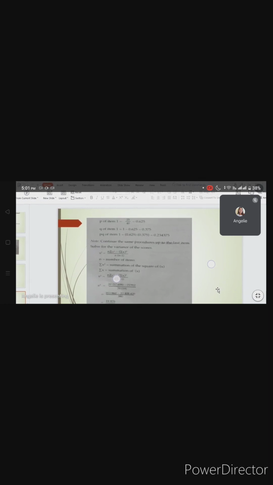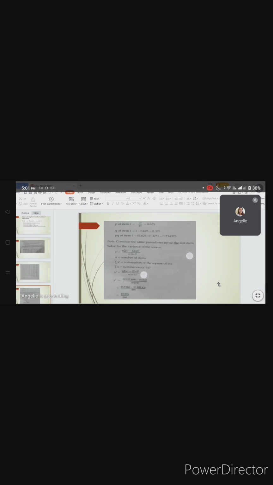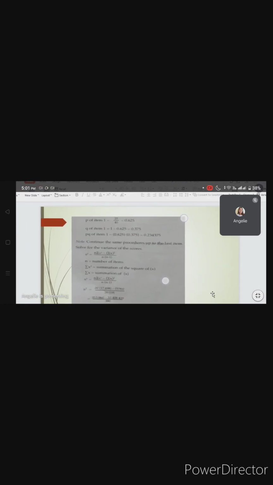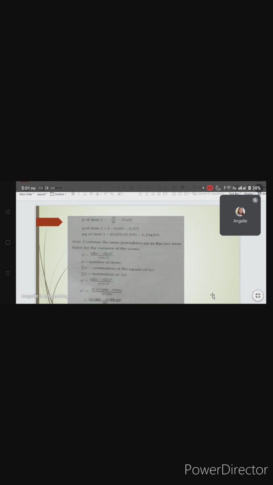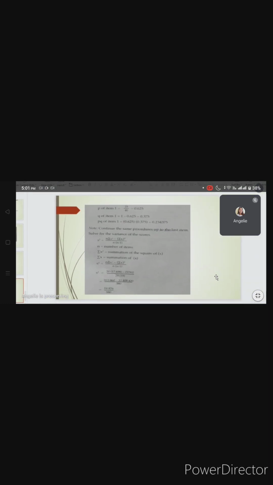Here, PQ of item 1 is 0.234375, and there's a note here to continue the same procedure up to the last item. Solve for the variance of the scores. So here we can see S squared, which is the variance of the total score, is equal to N times the summation of X squared minus the summation of X raised to the second power, over N times N minus 1.